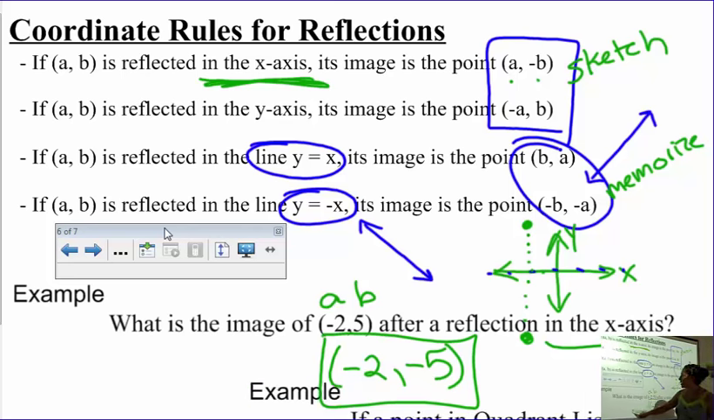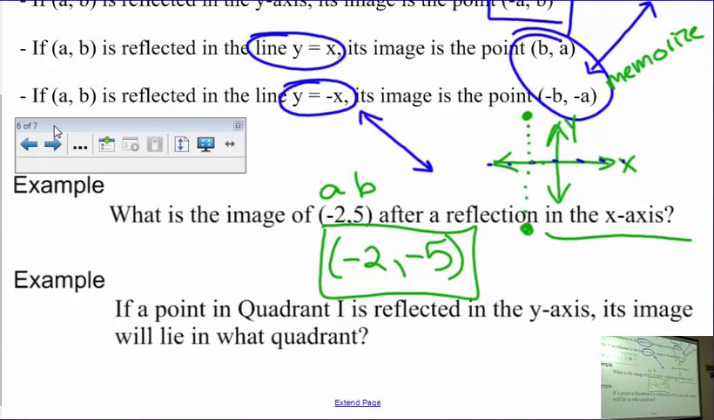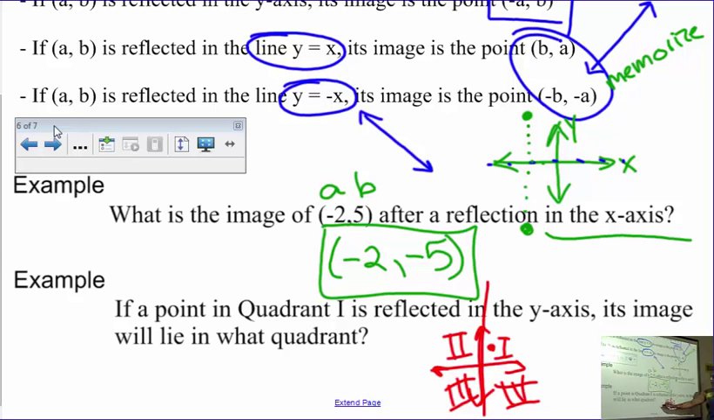There's one last thing. Right, so second example, think about this one, look at your rules. If a point in quadrant 1 is reflected in the y-axis, its image will lie in what quadrant? Okay, so hopefully you know your quadrants. So here's quadrant 1, here's quadrant 2, 3, and 4. And I think about it, it makes a C for, because everybody likes cookies. So anyway, we're in quadrant 1. And it's reflected in the y-axis, so that's your vertical axis. Where does it end up? And your answer is quadrant 2.